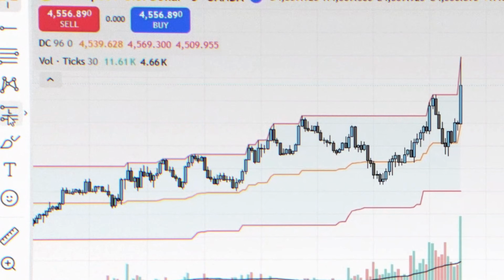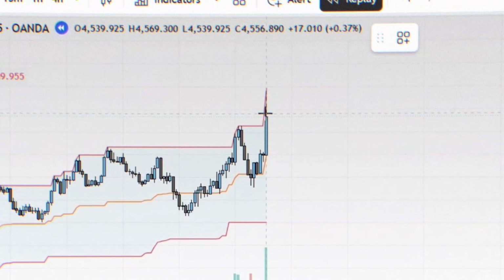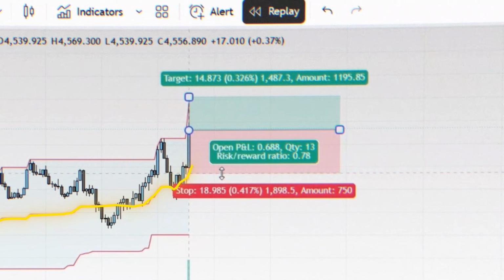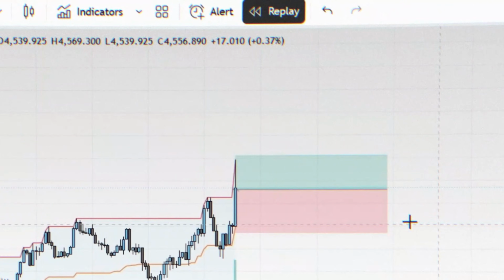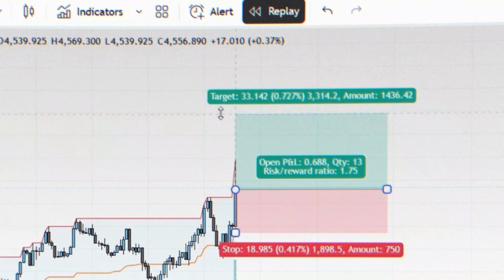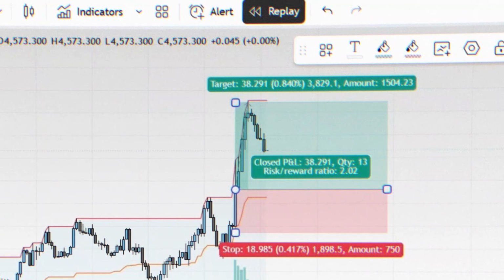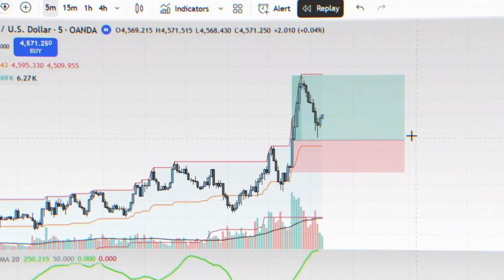For your risk management, enter at the close of the trigger candle. Your standard invalidation point will be placed directly below the middle orange baseline. Once your risk is locked in, project a strict 2-to-1 risk-to-reward ratio for your take-profit target.